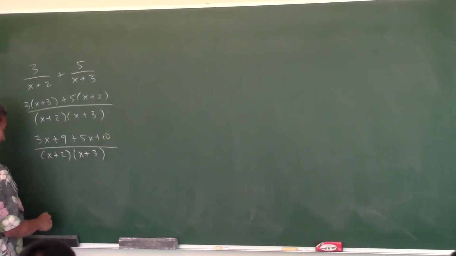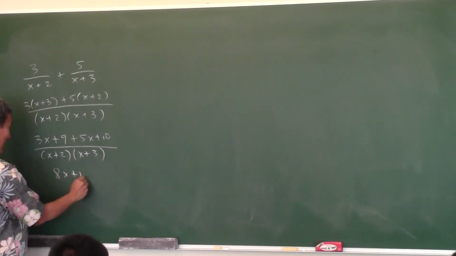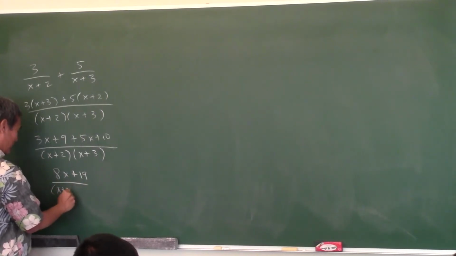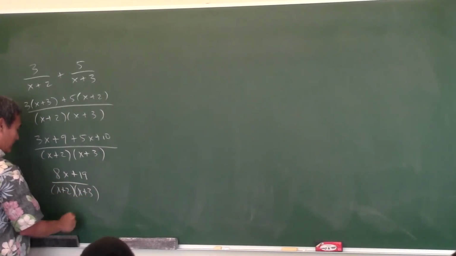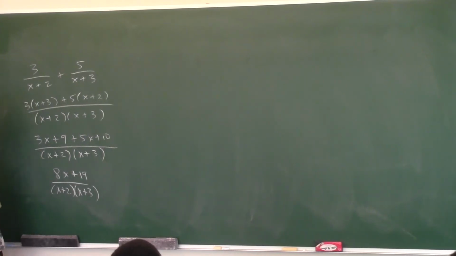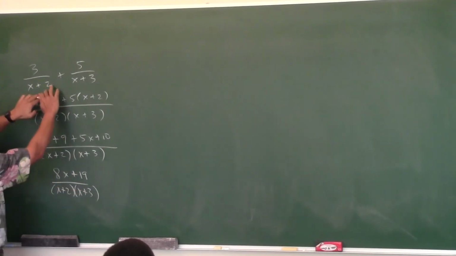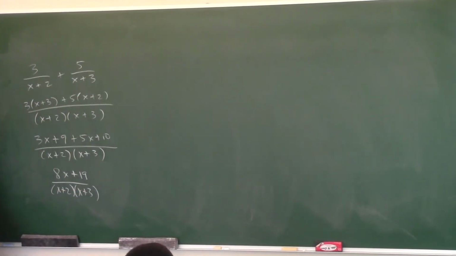So your final answer is 8x plus 19 all over x plus 2 times x plus 3, correct? Okay, that's algebra 1. Now we go backwards. I give you this, and you have to decompose it into its partial fractions. That's what we call it. Like what fractions added together will give you this as the answer. Believe me, if you can't do this in calculus, you can't do calculus.